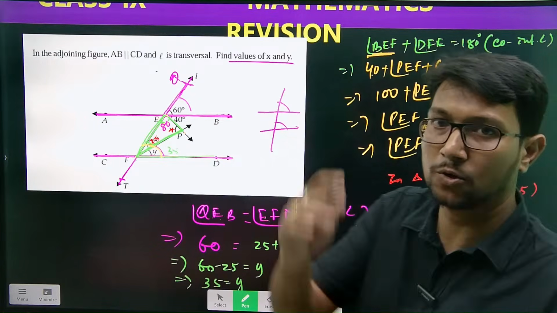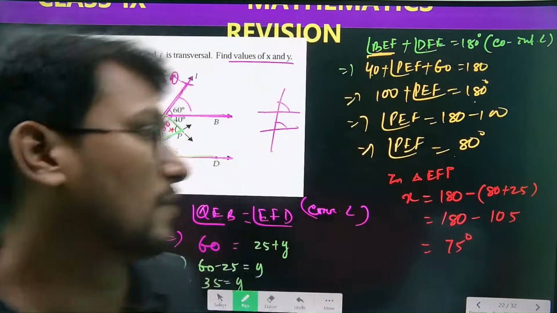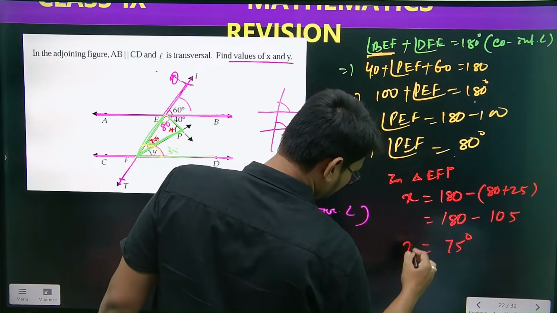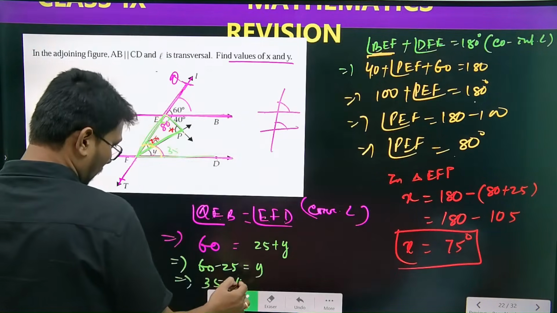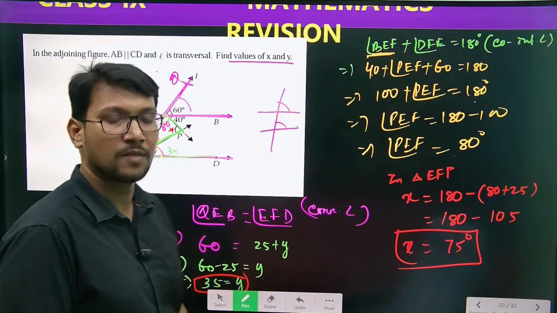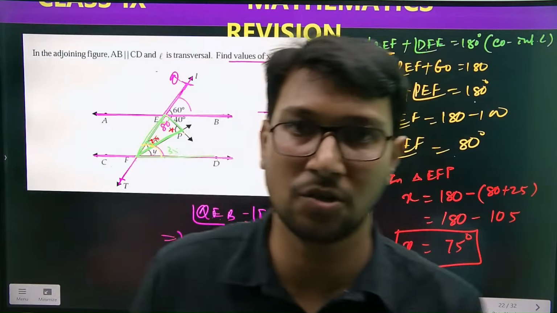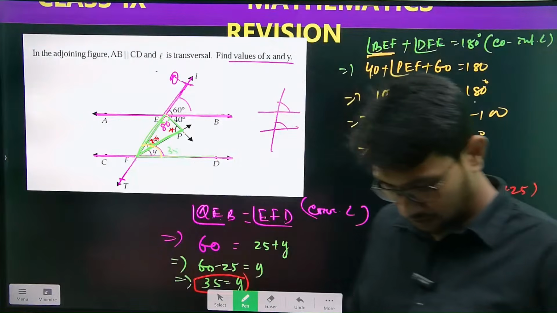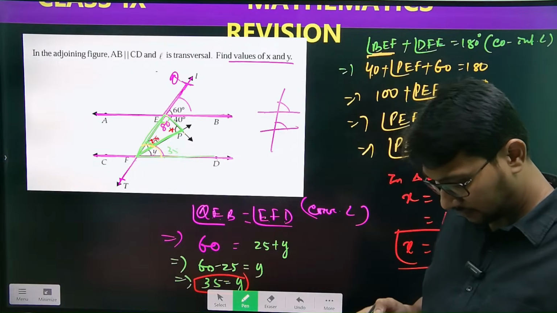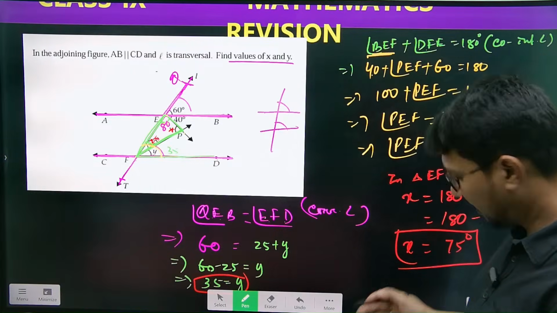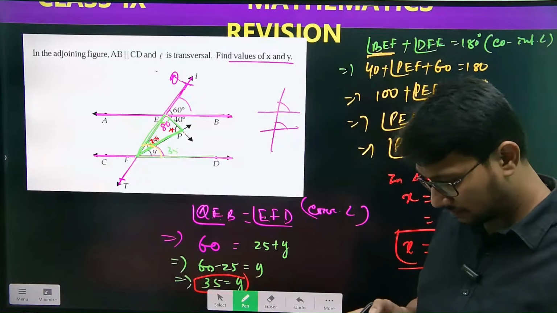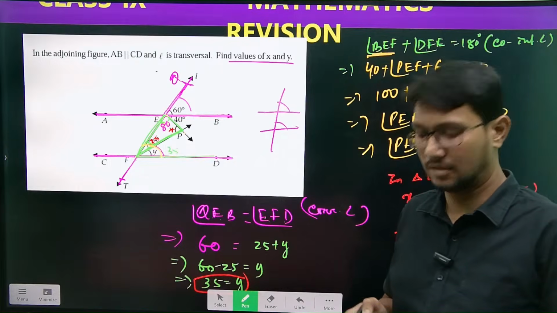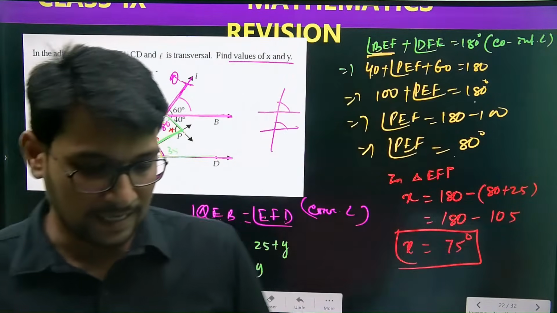Very good. Joycelyn has given the answer. Very good, right answer. So x is 75 and y is 35. I hope everybody is clear. Yes or no? Those who are clear, write yes. x is 75, y is 35. Those who have given the correct answer, congratulations to you all. And if you are clear, write yes, as I have discussed with you.